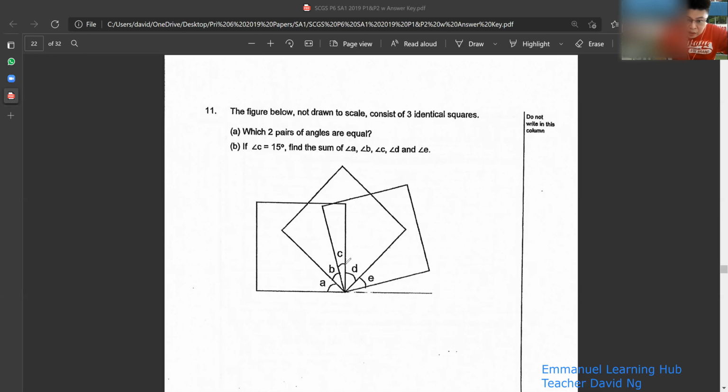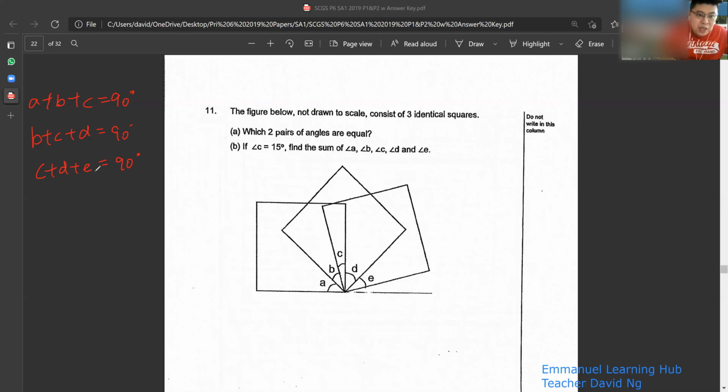So your angle A, B, and C is 90 degrees. Your B, C, and D is also 90 degrees. Then your C, D, and E is also 90 degrees.